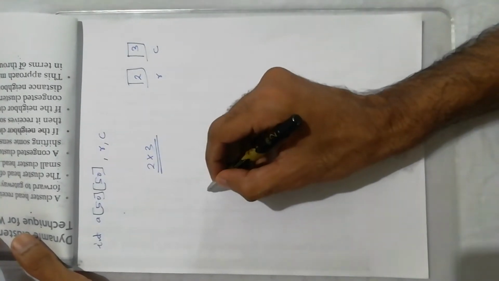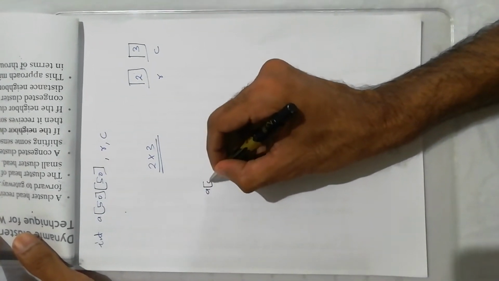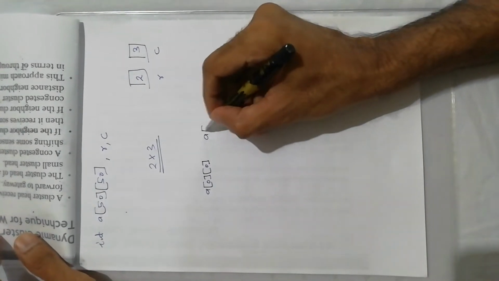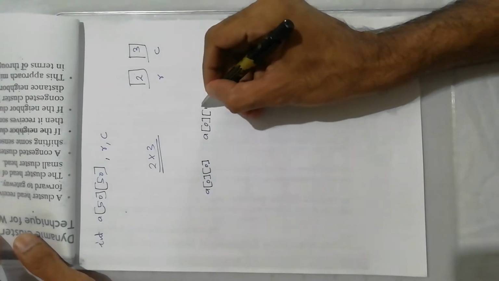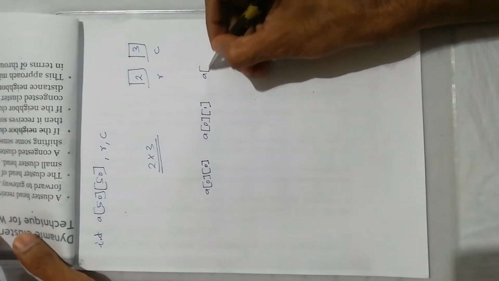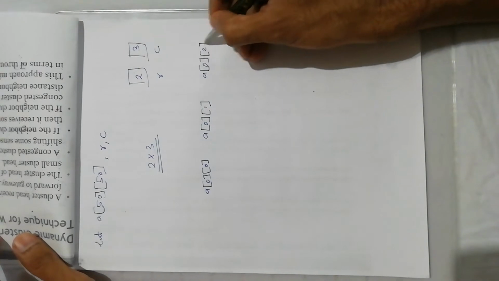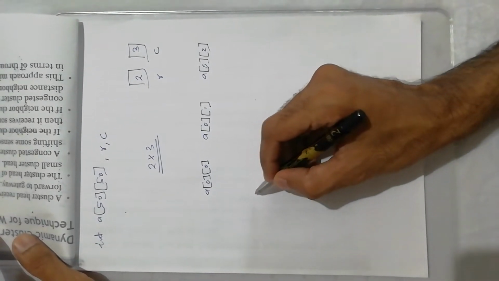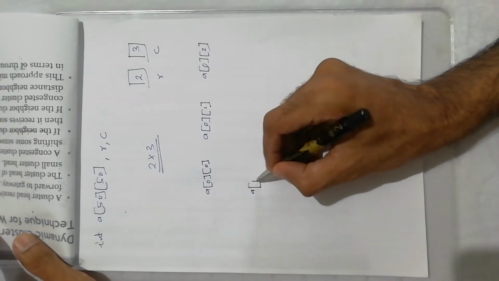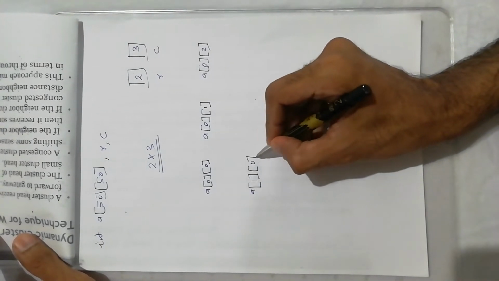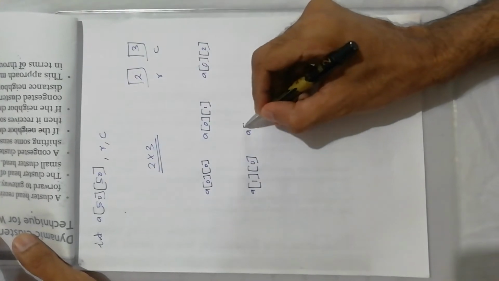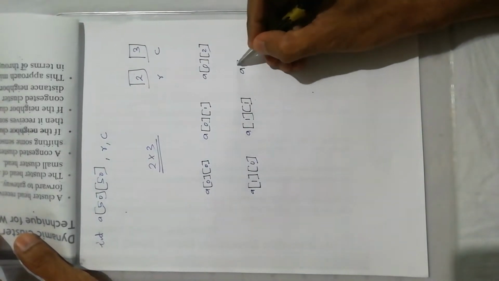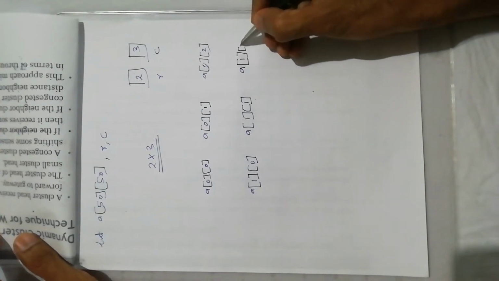A of 0 0 is the first element. A of 0 1 is the second element. A of 0 2 is the third element. Then going to the second row, 2 rows are there. Going to the second row, A of 1 0, next element. A of 1 1, fifth element, and the last element will be A of 1 2.